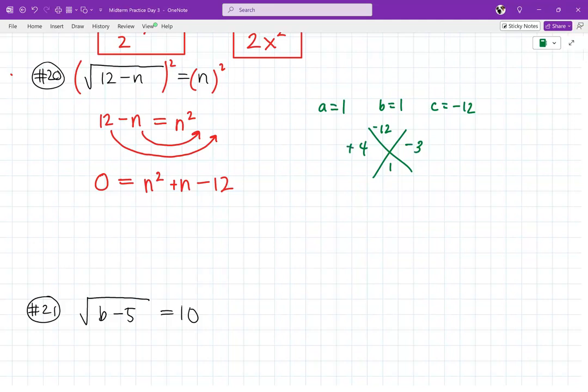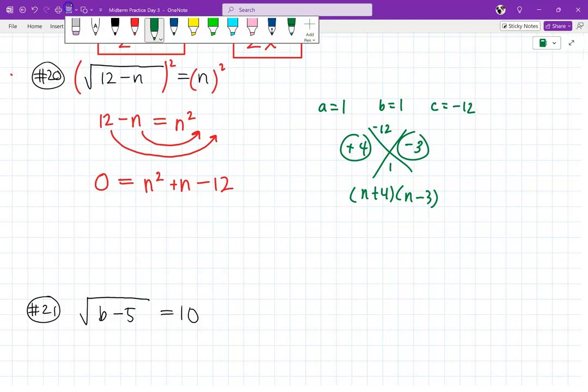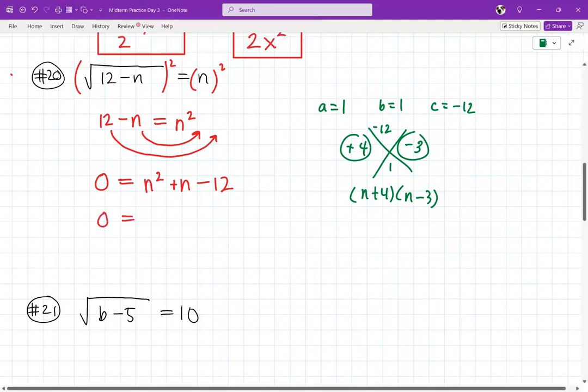Oh, that's right. I did hear someone say negative 3. I'm sorry. At first, I thought I heard 4 and 3, but then it hit me. I'm like, no, they said negative 3. So yeah, 4 and negative 3. Dividing both by 1, which doesn't matter. These are my factors, right? N plus 4, n minus 3. So let me go ahead and put that over here. 0 equals n plus 4.